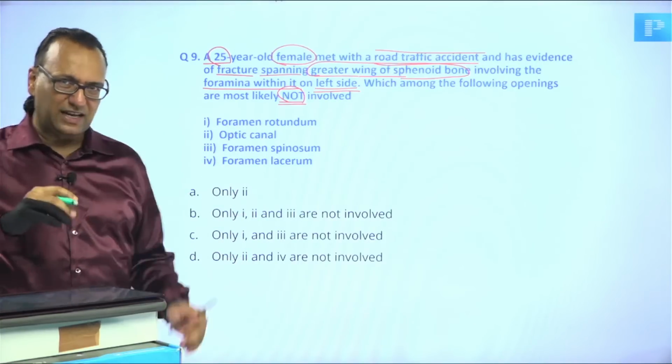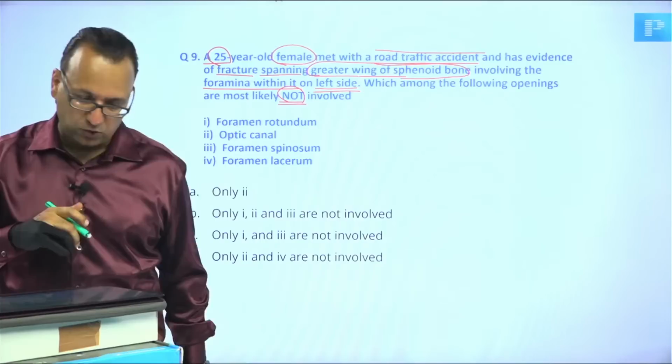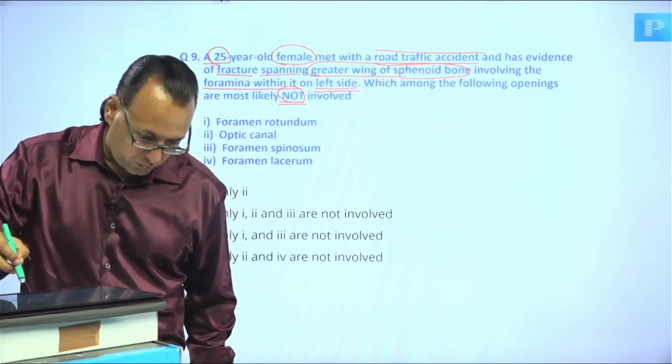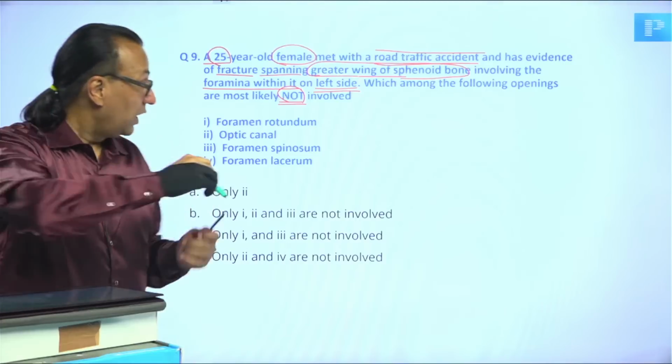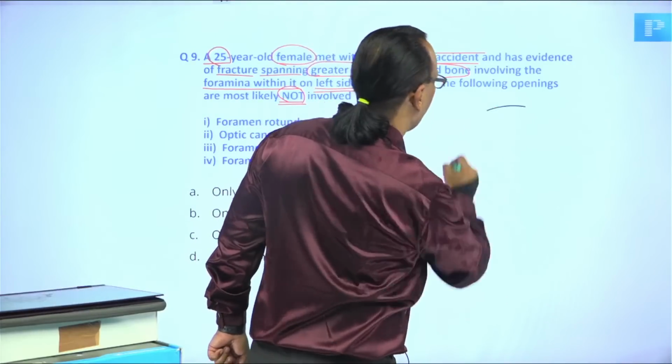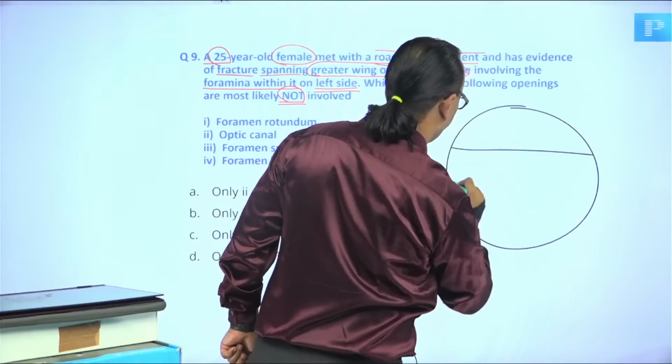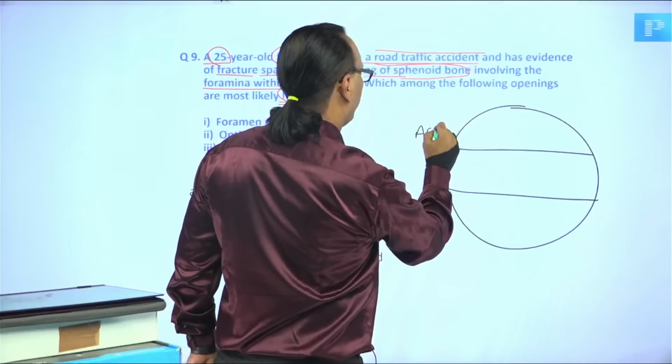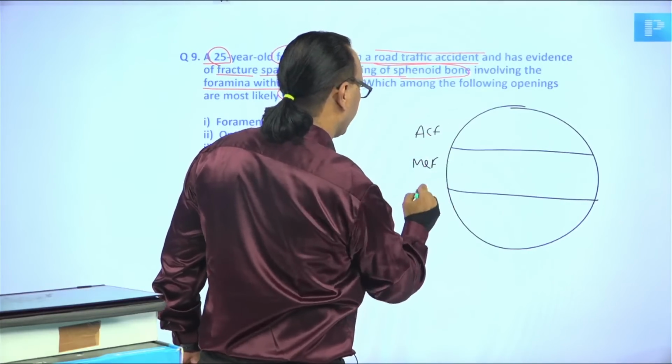So look inside the cranial cavity. Let us look inside the cranial cavity. When you are looking inside the cranial cavity, you will have three cranial fossae: anterior, middle and posterior. So this is the anterior cranial fossa, the middle cranial fossa and the posterior cranial fossa.